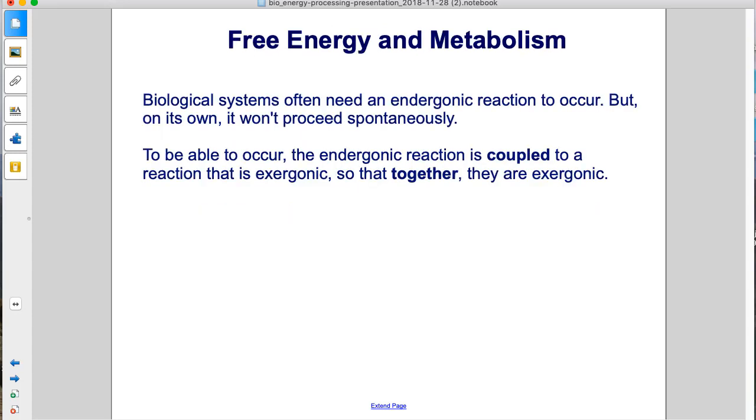Free energy and metabolism. Biological systems often need an endergonic reaction to occur, but on its own, it won't proceed spontaneously. To be able to occur, the endergonic reaction is coupled to a reaction that is exergonic, so that together they are exergonic.